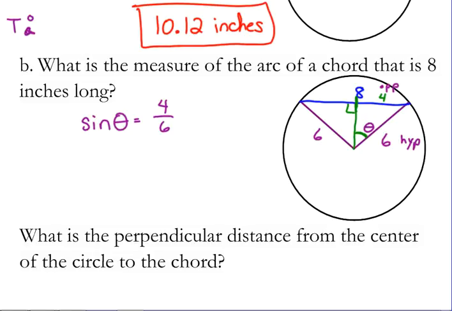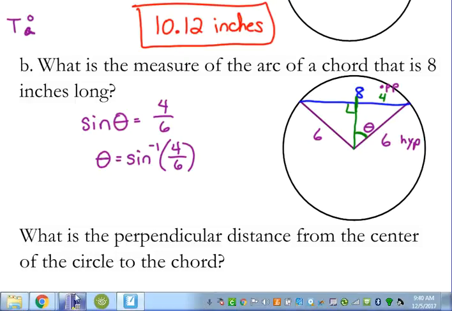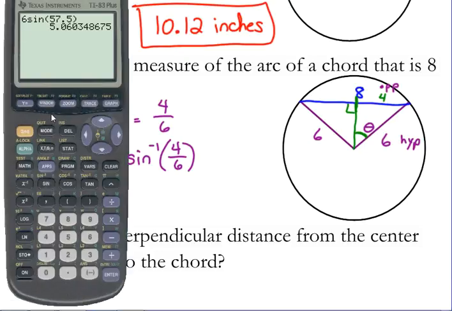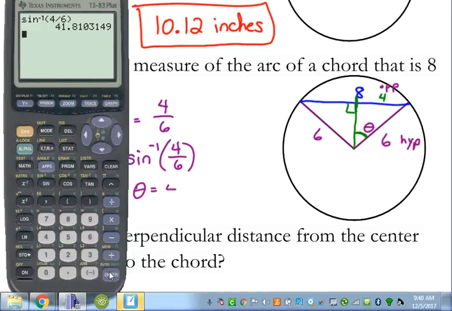What do we do when we're solving for the angle? Inverse sine, the inverse sine of 4 over 6, the opposite of sine. We can't divide by sine. Sine is not a number. Sine is an operation. So we use the opposite of sine, which is the inverse. Inverse sine of 4 over 6. So theta is 41.81 degrees.